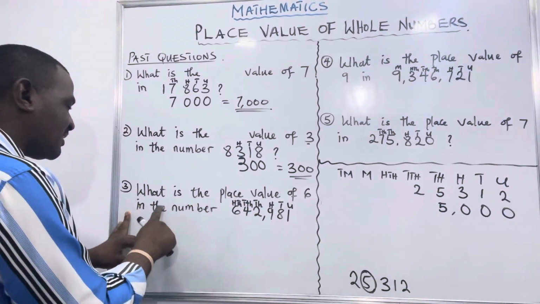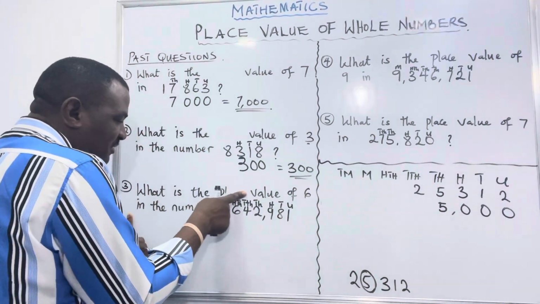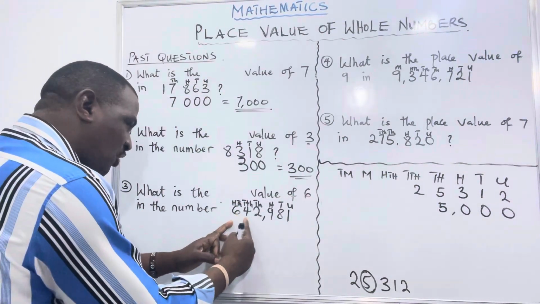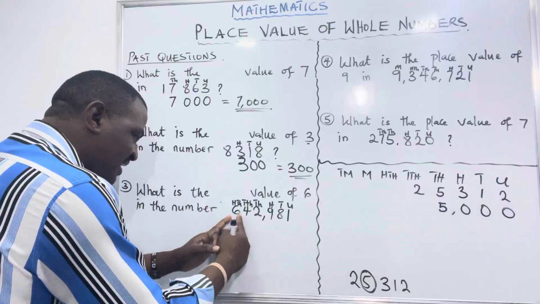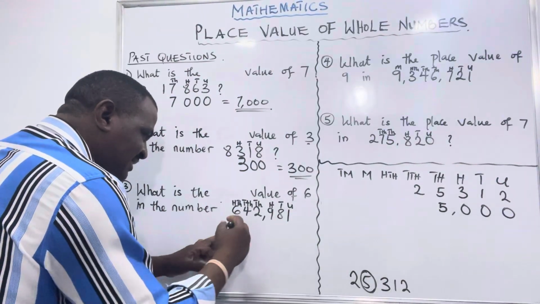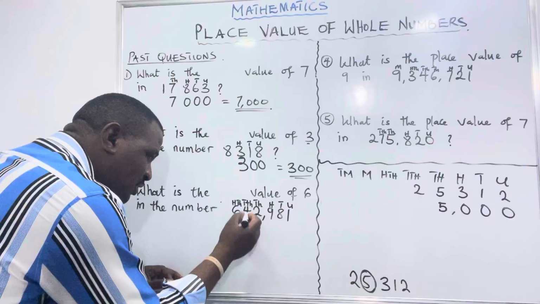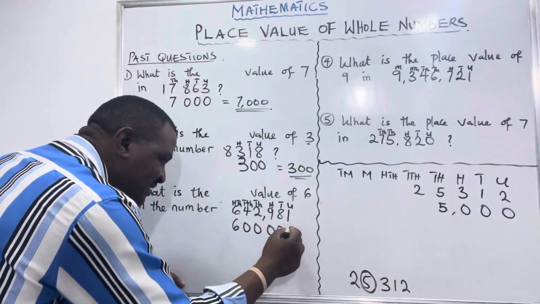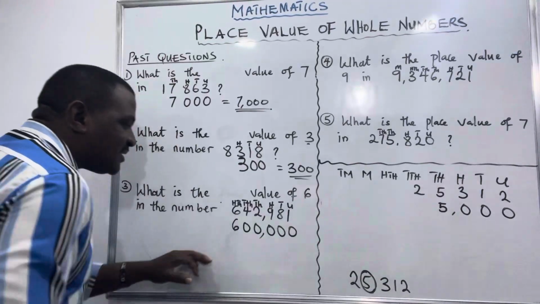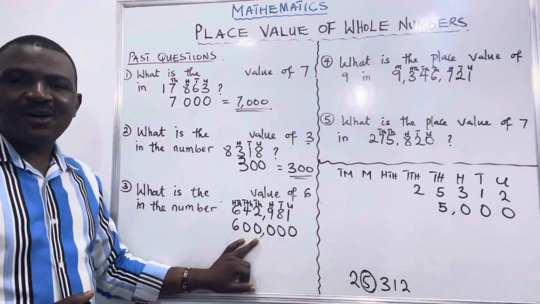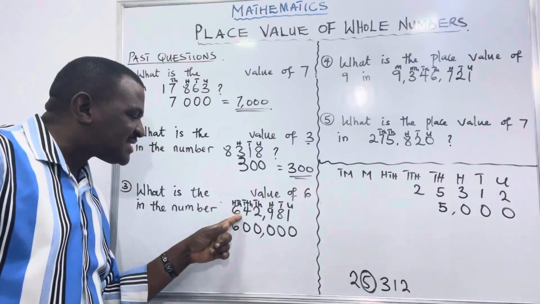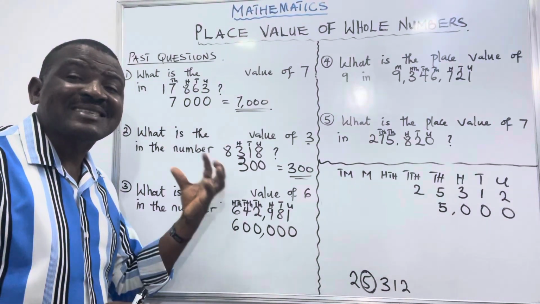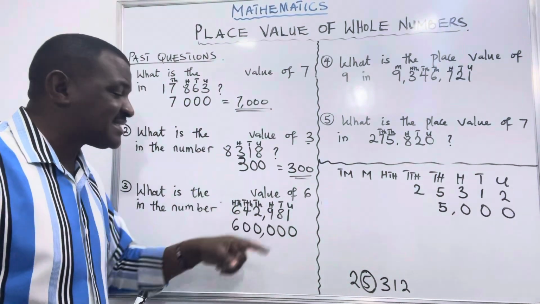Then come to number 3. You won't say place now. You just say, what is the value of 6 in this number? Just come here, under 6 repeat 6, then replace other numbers with 0. Under here write 0, under here write 0, under here write 0. Count 1, 2, 3. This is what? 600,000. This is the actual value of this 6 here. It is not another 6. It is 600,000. That is the value of this 6 in this number.